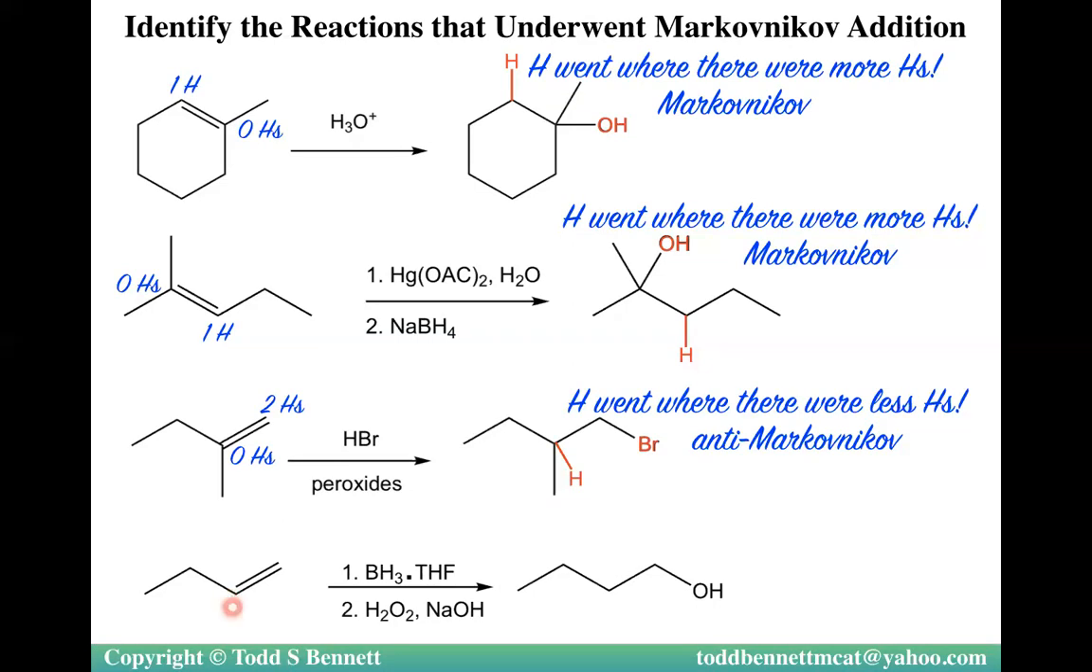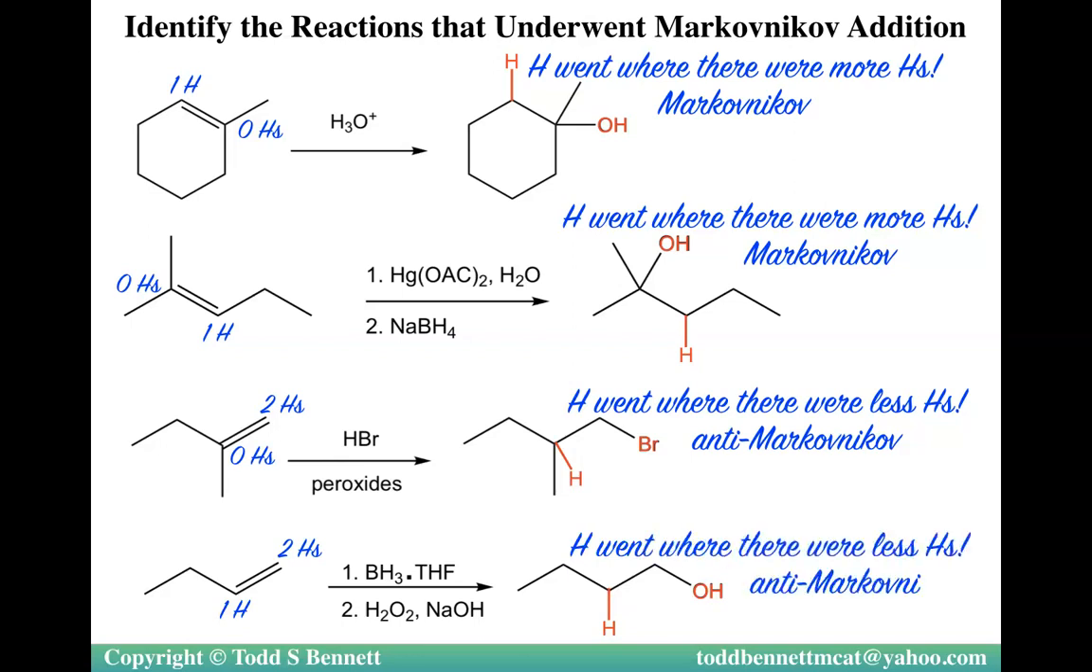Let's see, 1 H here, 2 H's here, so I count it. OH is on the N carbon, so OH went where there were 2 H's, meaning H went where there's only 1, so H went to where there were fewer H's. That's anti-Markovnikov, which doesn't surprise me because I saw the peroxide. So apparently when peroxide is involved, typically you're going to get anti-Markovnikov. Again, we'll go into that in more detail on mechanisms in the future.